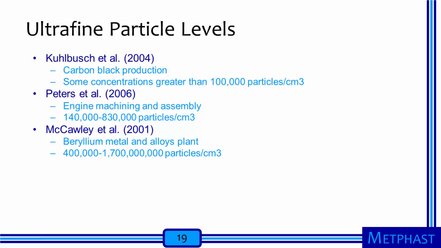My colleague Tom Peters from the University of Iowa and his co-authors studied an engine machining and assembly plant, and they observed between 140,000 and 830,000 particles per cubic centimeter, most of which were attributable to direct fired heating for the facility. McCauley et al., looking at a beryllium metal and alloys plant, measured particle number concentrations greater than 1 billion particles per cubic centimeter, an exceedingly high level, at one location within that plant.